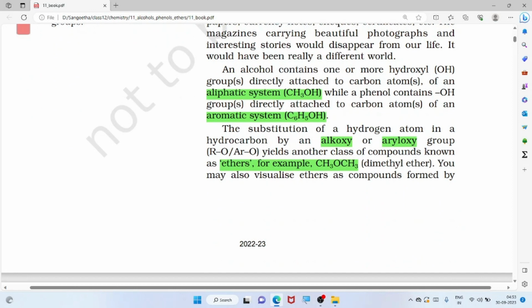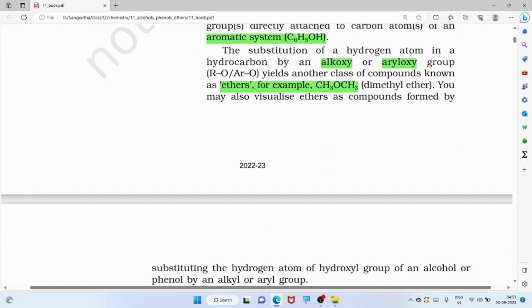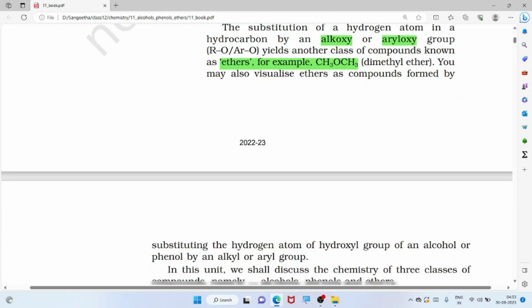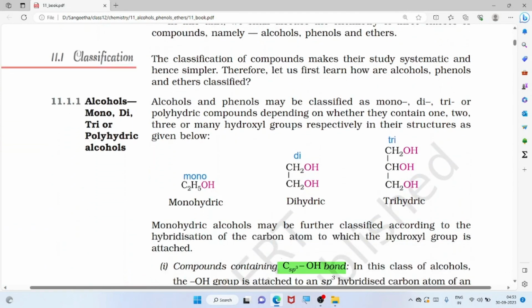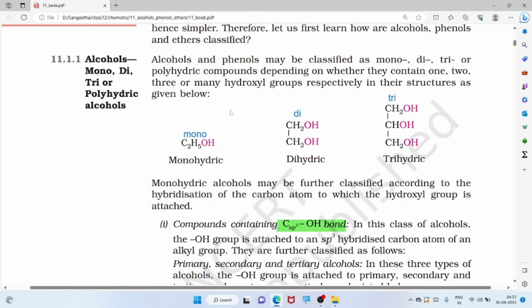So we have aliphatic system and aromatic system. That is, the aromatic system has this benzene ring, without that it is the aliphatic system. So this is an ether, example of an ether. So only one OH group is monohydric, two OH groups dihydric, and three OH groups trihydric.